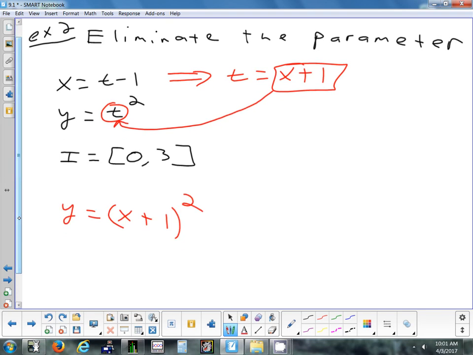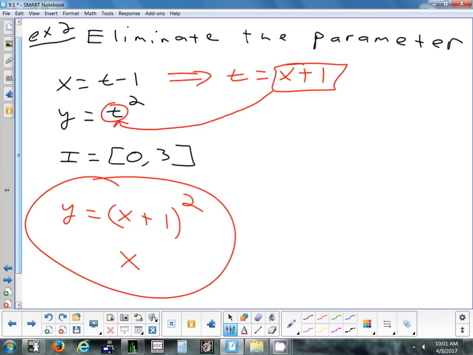So have I done it? Have I eliminated the parameter? And is that all I need to write? No. I have eliminated the parameter, but I haven't written down my restriction. There's got to be some restriction on the domain here. Is the restriction going to have the equal to's, or is it just going to be like a less than? It's going to have the equal to's, because the original interval had brackets.